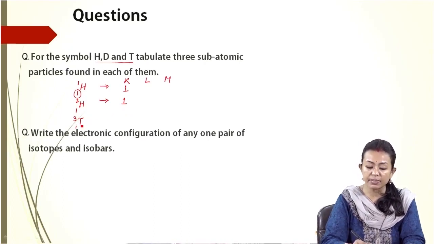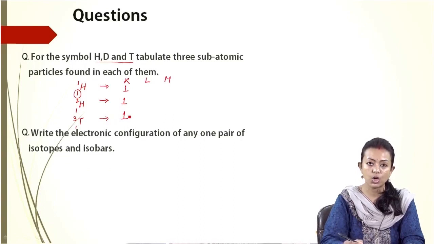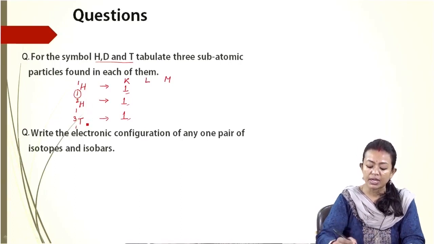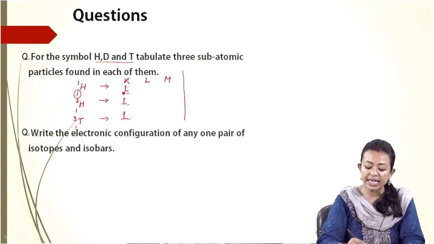In case of tritium, what would be the electronic configuration? The electronic configuration is going to be again 1. So we see in the K shell there would be 1 electron each. So this is the electronic configuration of protium, deuterium and tritium. Now if we want to find out what are the subatomic particles, then in case of protium, protons, how many protons would be there?